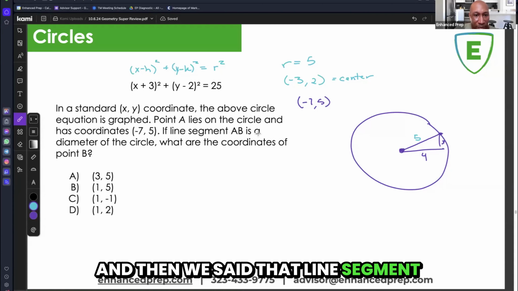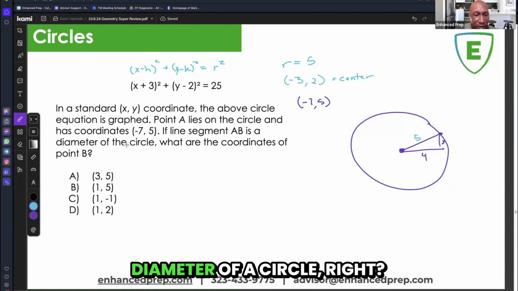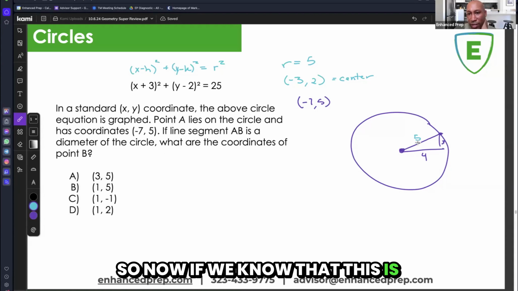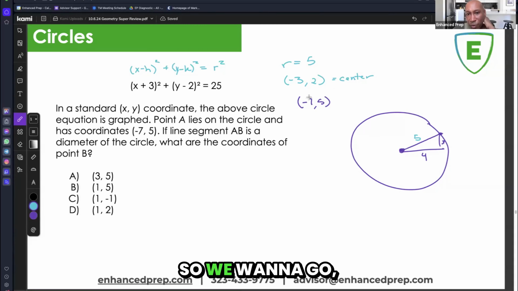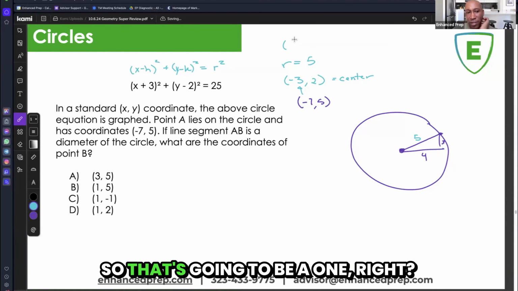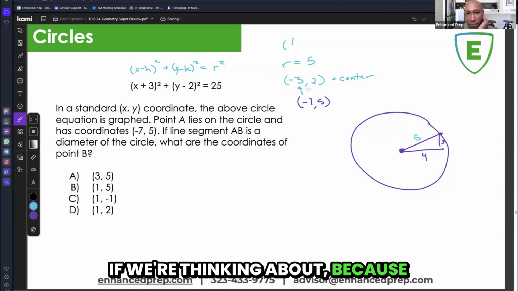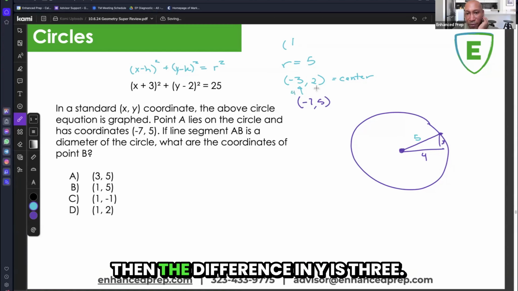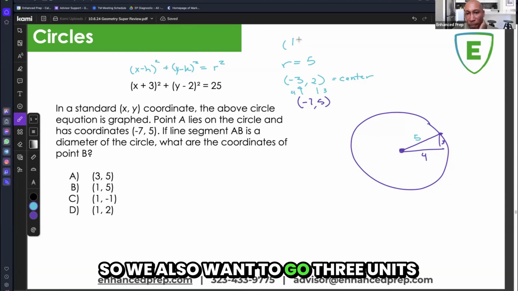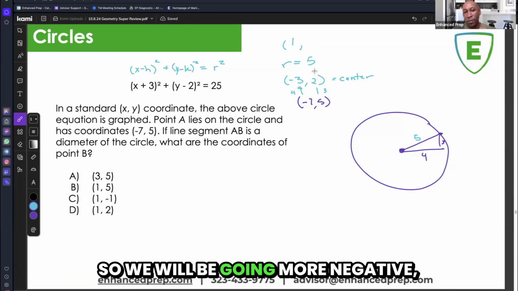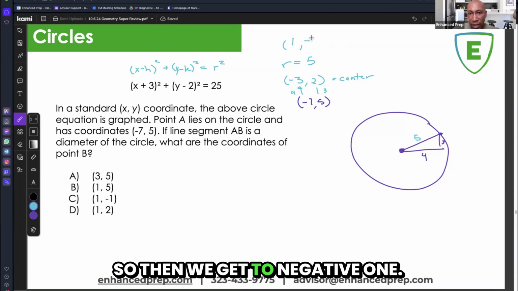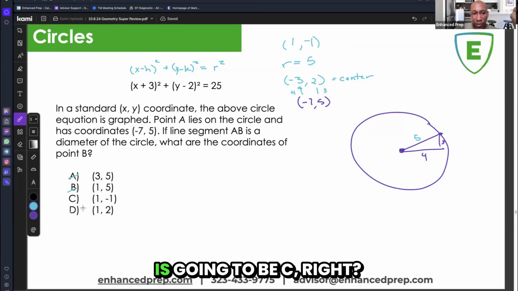And then we said that line segment AB is the diameter of the circle, right? So now we know that this is going to be 5, and we know that B is going to be in the other direction, because this is negative and negative. So we want to go the other direction, 4 units the other way. So that's going to be a 1, because the difference in x is 4 and the difference in y is 3. So we also want to go 3 units the other direction from this one. So this is 5, that's 2, so we will be going more negative, and then we get to -1. So our answer choice for this one is going to be C, right?